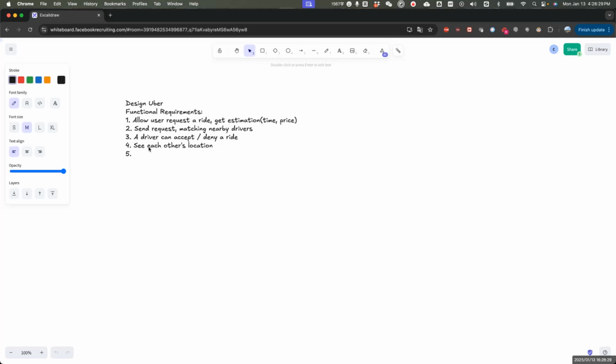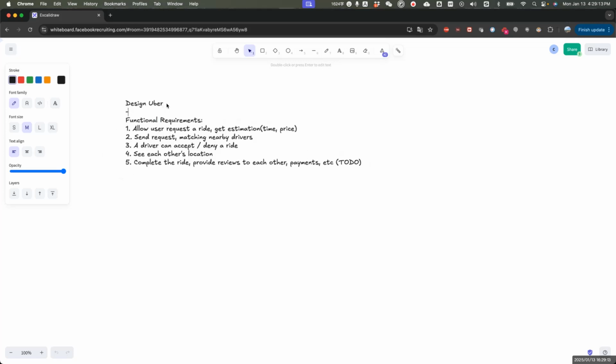And then we're going to complete the ride, and probably provide reviews to each other, and payments, etc. But we can see how much time we'll spend, and this could be a to-do list from the functional requirements. So we basically do this.